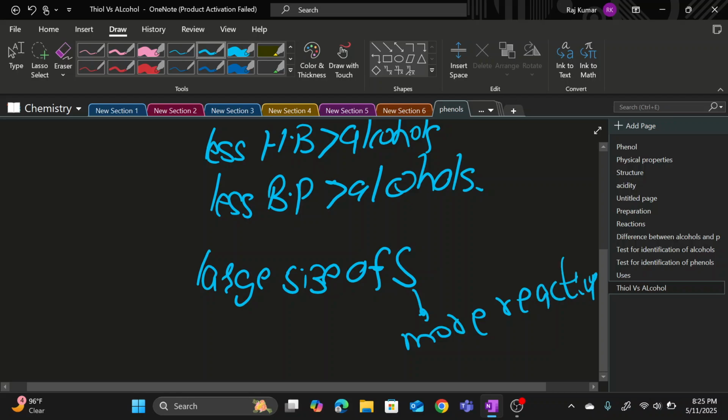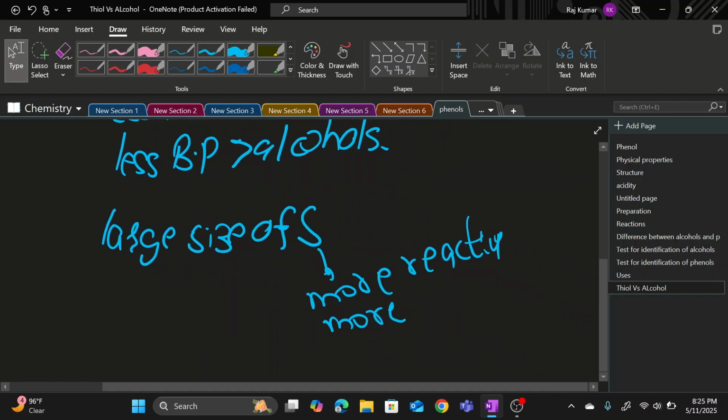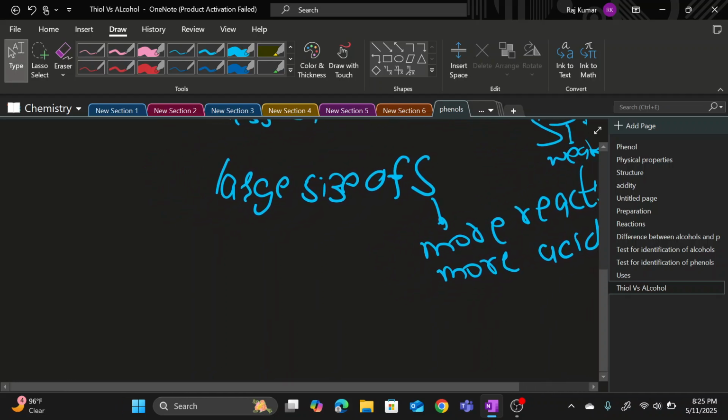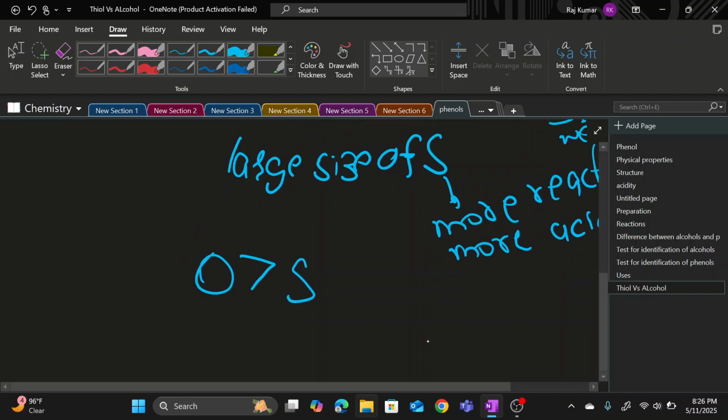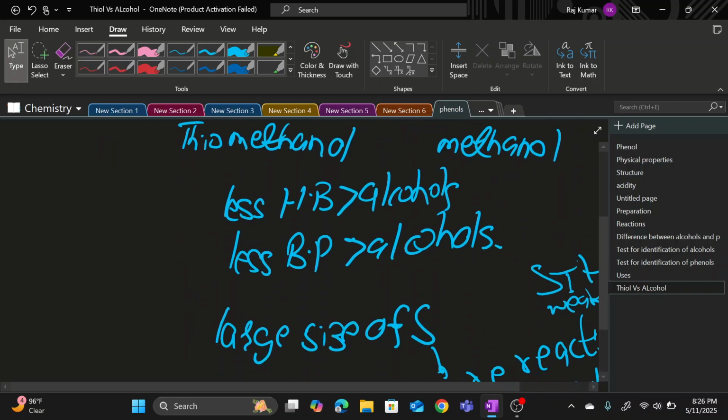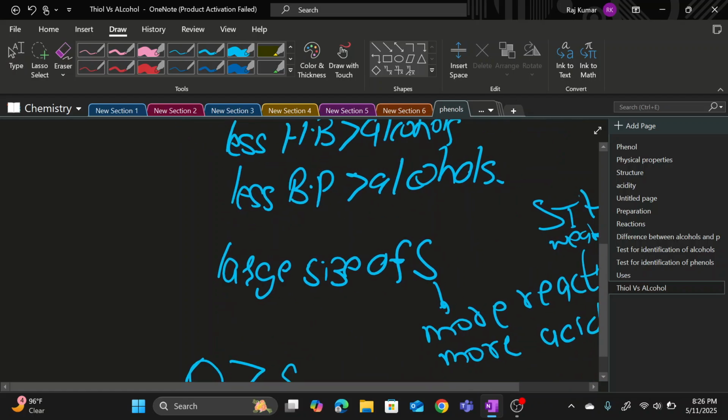Because of the more reactivity, the sulfur to hydrogen bond which is formed in the thiol group is weaker. And due to this reason, it is more acidic. Yes. And then we have the electronegativity. Electronegativity of sulfur is less than oxygen. Oxygen is more electronegative than sulfur, and due to this reason, sulfur forms weaker hydrogen bonds and a lower boiling point than alcohol. So this is an important consideration.